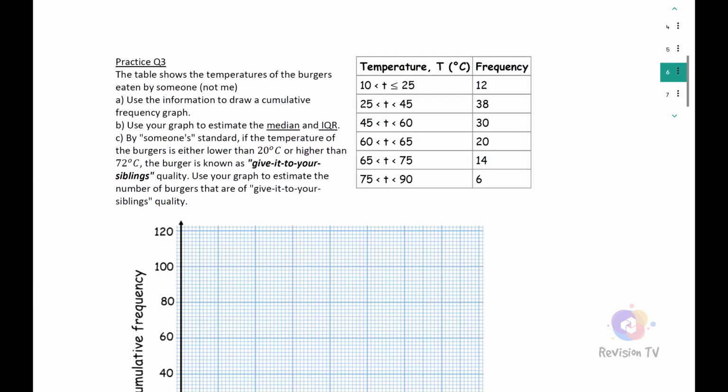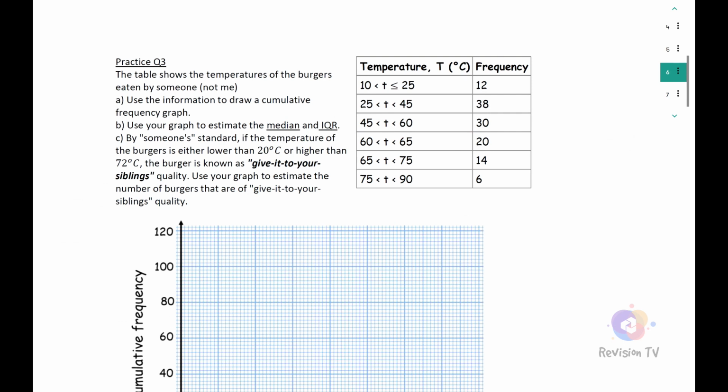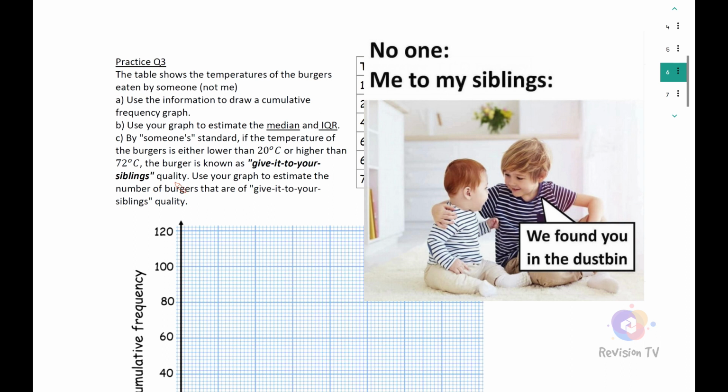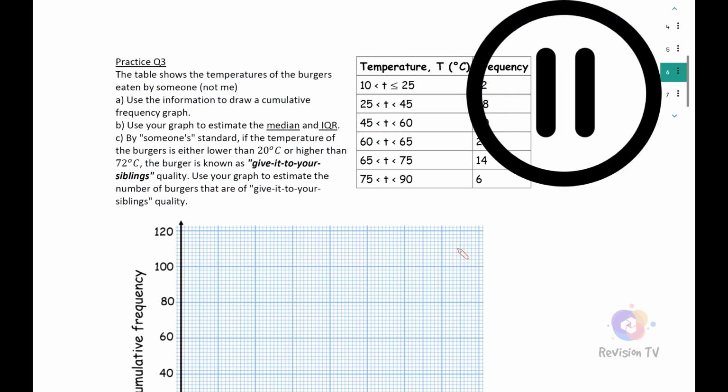The table shows the temperatures of the burgers eaten by someone. Disclaimer: not me. Use the information to draw a cumulative frequency graph, and use your graph to estimate the median and IQR. By someone's standard, not mine again, if the temperature of the burger is either lower than 20 degrees or higher than 72 degrees, the burger is known as give it to your siblings quality. Use your graph to estimate the number of burgers that are of give it to your siblings quality. So pause the video, have a go at the question. When you're ready for the answer, you can press play.